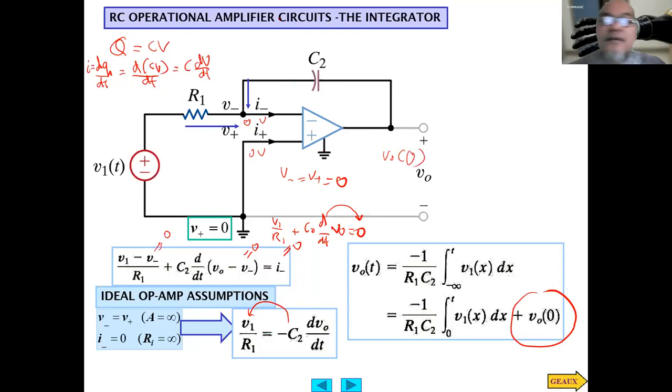Okay, clear so far. From this characteristic of the circuit, we can understand that this circuit functions as an integrator. Why? Because the input voltage here is V1, and it is being integrated over time. The output is the integration result plus the initial value.